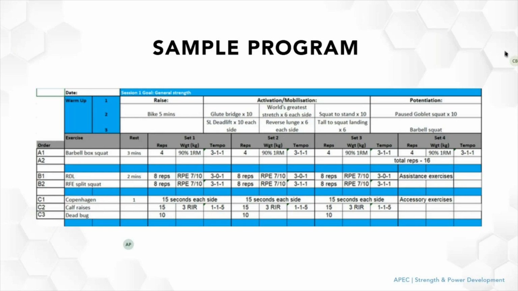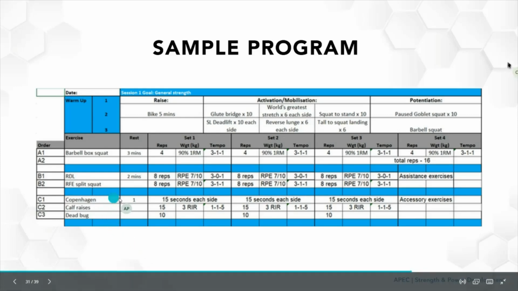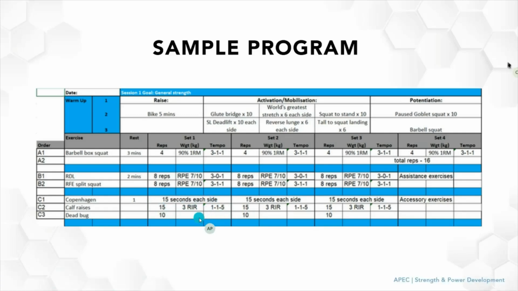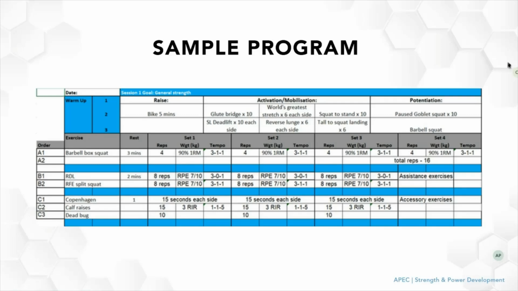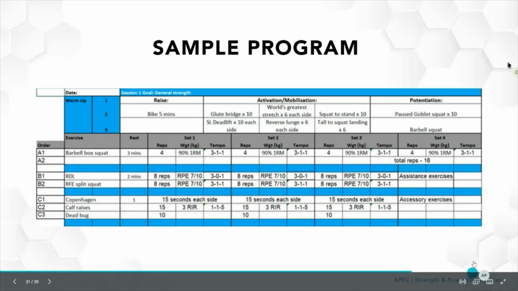Included in this as well are other ways of prescribing intensity. For the isometric hold, we just have 15 seconds for each side. And then for the calf raises, the prescription is 3 reps in reserve. Reps in reserve was covered in the hypertrophy webinar by Shane Cahill last time around. This is another good way to prescribe intensity for exercises where we won't have a 1 rep max value.